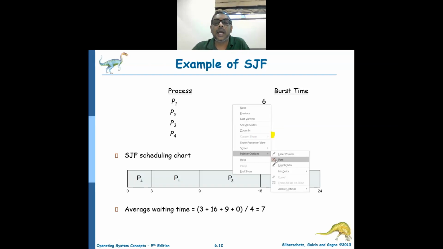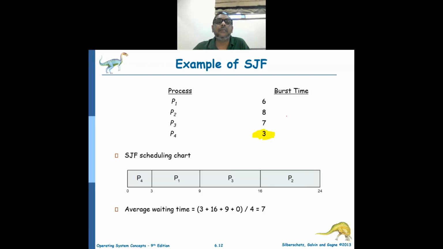Assuming all arrive at the same time, which is arrive at time 0. So P4, kenapa kita masukkan P4? Because we are looking at the shortest job first. So we have to compare all this. Among this, which is the shortest job is P4. So P4 goes in. Next, and it completes until the end.